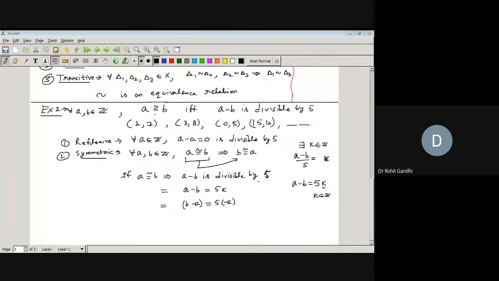So we start with: if A is in relation with B, this implies A minus B is divisible by 5. Now, if A minus B is divisible by 5, that means A minus B can be written as a multiple of 5. But what we have to prove is B minus A. What we want this time is B minus A, so I am writing this expression. First of all, tell me whether this expression is true or not.